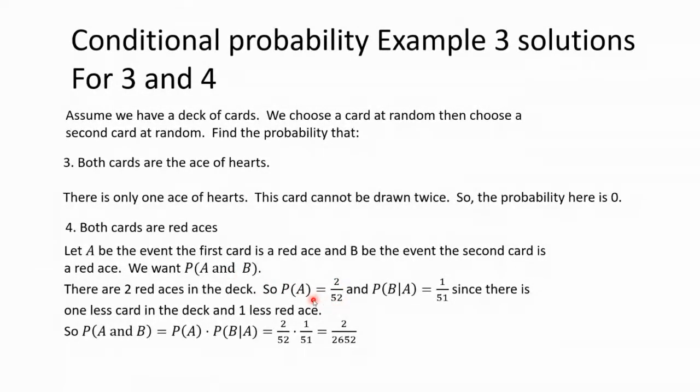Now, if we assume A has occurred, so you did draw, that is, you took out a red ace, there's only one left and one less card. So the probability of B given A would be 1 out of 51. So the probability of A and B is this product, which is equal to this, as you can see.